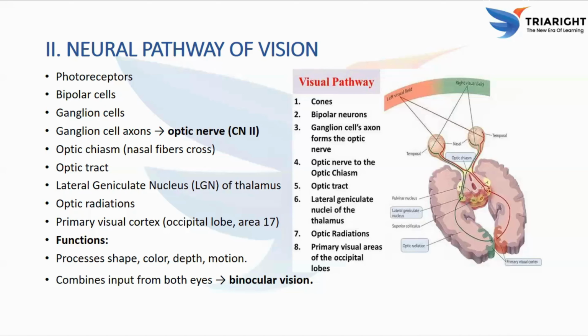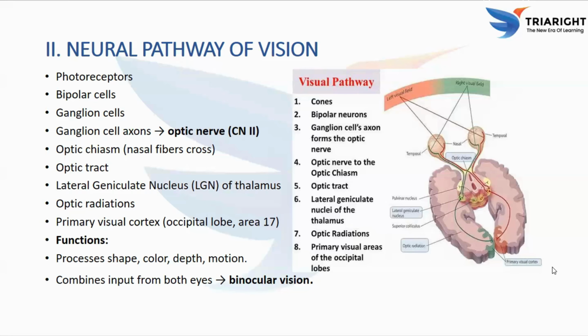So this is the flow chart for the neural pathway of vision. Why do the nasal fibers cross? Because crossing allows the left brain to see the right visual field and the right brain to see the left visual field. This alignment ensures depth perception and proper visual interpretation. What are the functions of the neural pathway? It processes shape, color, motion, and depth. It combines both eyes' input, which results in binocular vision, and it also enables the perception of 3D and accurate spatial judgment.